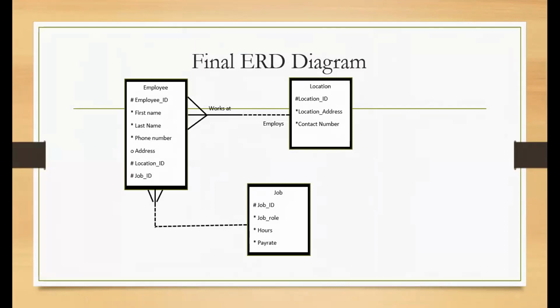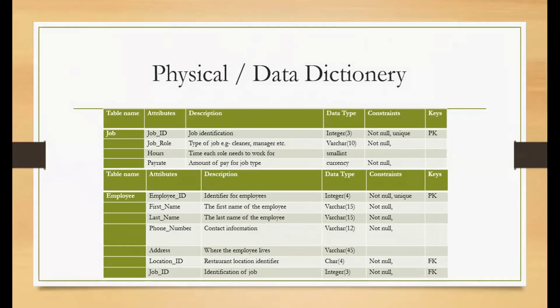The final ERD diagram for the database. As you can see, the employee with its attributes, location with attributes, and job with attributes. And as for the relationships, I'll add them in the document later on.